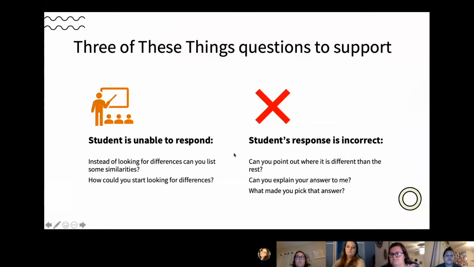Okay. So if the student is unable to respond, I would say, instead of looking for differences, can you list out some similarities? Or how could you start looking for differences? If their response is incorrect, I could say, can you point out where it's different than the rest? Or can you explain to me your answer and what made you pick that answer?